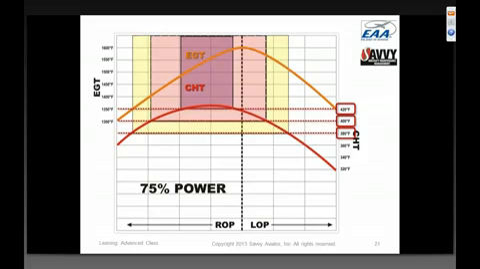400 is not a magic number. It's just the higher above 400 you go, the more abusive you're being to the engine. The further below 400 you go, the kinder you're being to the engine, at least within reasonable limits.